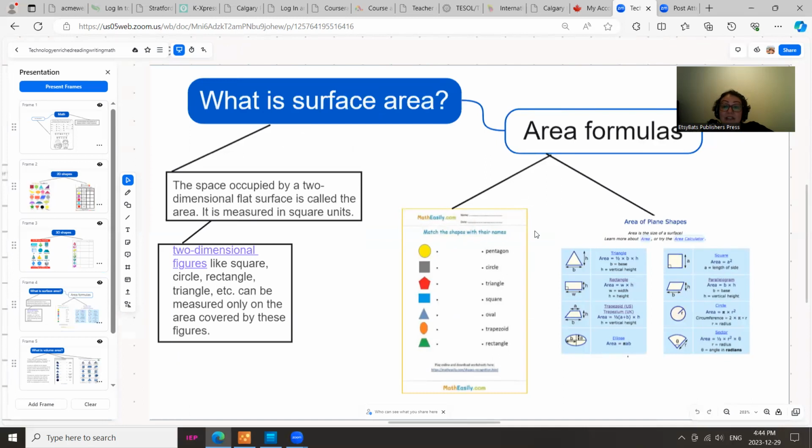What is surface area? The space occupied by a two-dimensional flat surface is called the area. It is measured in square units. Two-dimensional figures like square, circle, rectangle, triangle, etc., can be measured only on the area covered by these figures. Match the shapes with their names. No hints, no cheating.